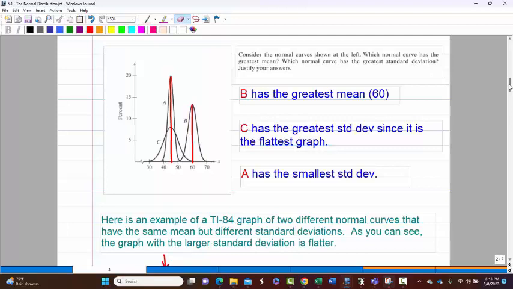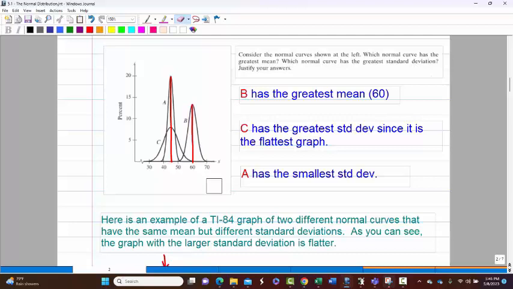Now look at these three graphs. You want to know which one has the largest mean. The one that has the largest mean is going to be the one that's furthest to the right on the x-axis, because the center point is the mean. So B here would have a mean of 60. Both of these other two have a mean of 45. So B has the greatest mean.